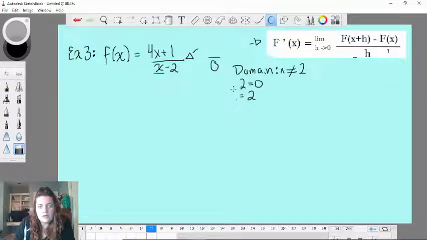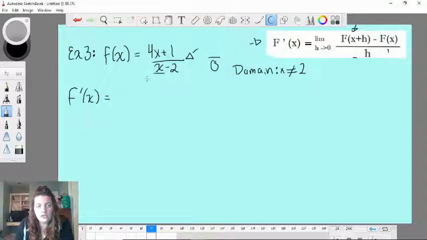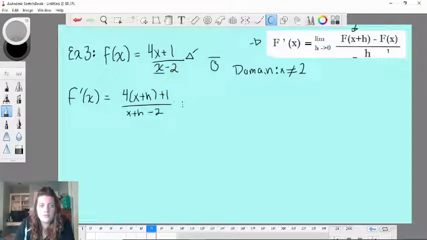Alright, and then to actually plug this in and work it with the function, we're finding f prime of x. The beginning of it, as usual, is just f of x plus h. So you'll just do 4 times x plus h plus 1 all over x plus h minus 2. And then you subtract f of x from that. So you'll have 4x plus 1 over x minus 2 all over h.